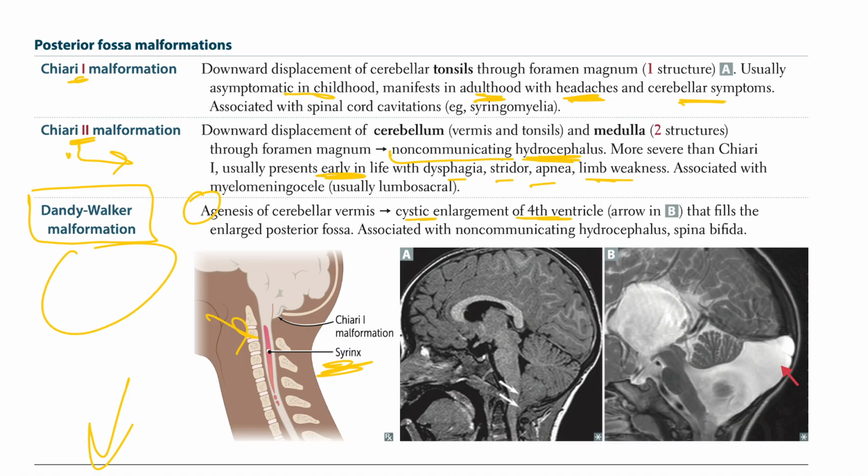So just imagine that in the center you have the vermis, right? When you don't have the vermis, something is going to take over. That's just normal. And in this scenario, what's taking over is the fourth ventricle. Look at picture B. You see the fourth ventricle taking over the vermis area, a cystic enlargement of the fourth ventricle that fills the posterior fossa.